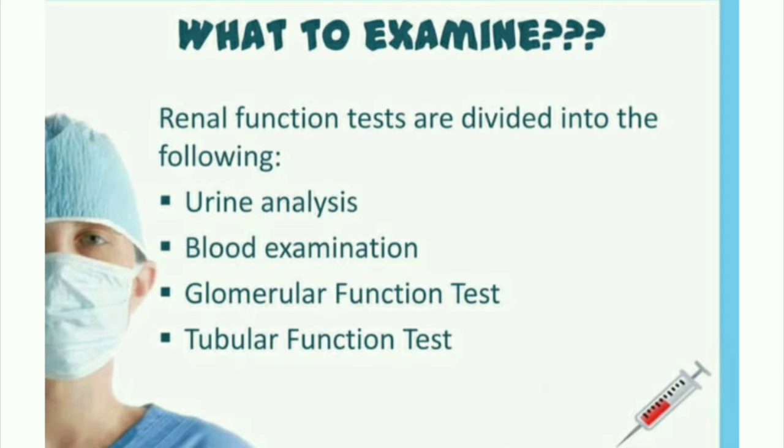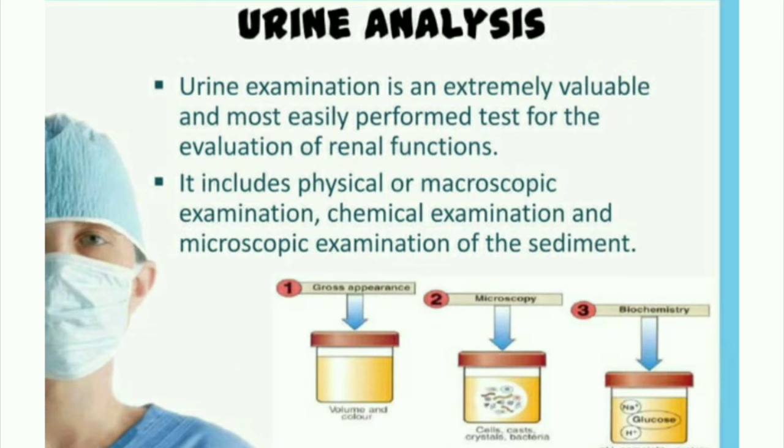What to do? Examine. Renal function tests are divided into the following: urine analysis, blood examinations, glomerular function test, and tubular test. Simply, the RFT is divided into these steps. The first one is urine analysis. Urine examination is an extremely valuable and most easily performed test for the evaluation of renal function.